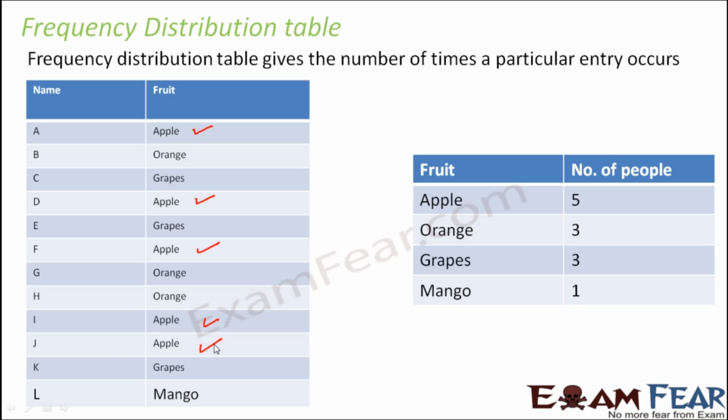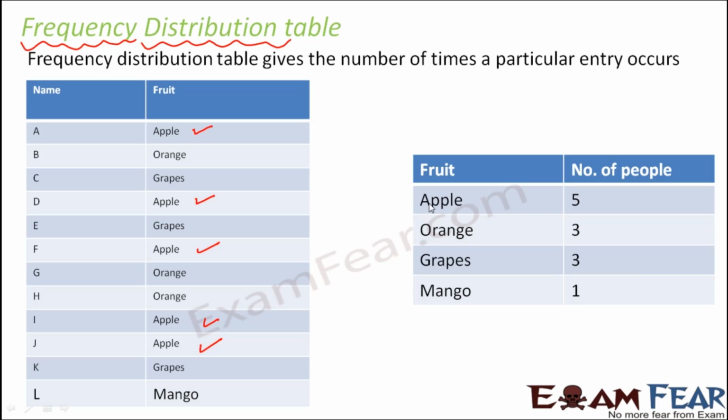So now we prepare a frequency distribution table. As the name suggests, this would give the frequency of every data, that is, the number of times any particular data or entry occurs. So when you look at the names of the fruits, even if there are 200 people, a lot of them said that the same fruit is their favorite. So you note down the names of all the fruits that exist in that table. Here we just have 4 fruits: apple, orange, grapes and mango. And then you look at their frequency.